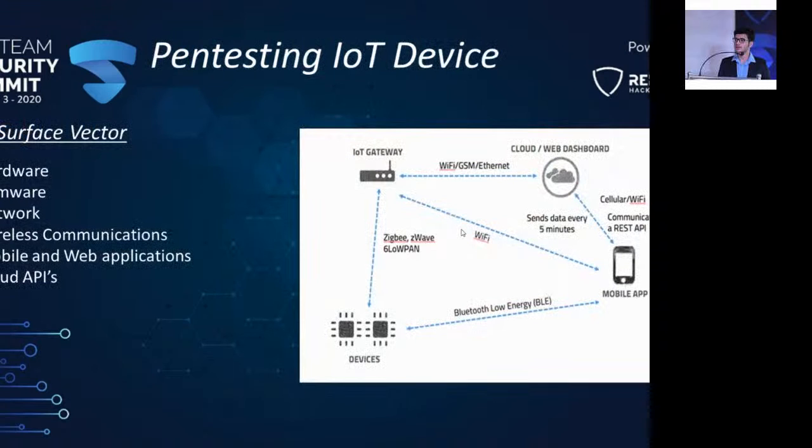So now the thing is, what is discovery, and what are the attack surface vectors on that particular IoT device. It can be the hardware of that device, it can be the firmware, it can be the network, it can be the wireless communication, it can be the mobile web application, and it can be the cloud APIs as well. So these are the six layers where we can perform the pen testing of that particular device.